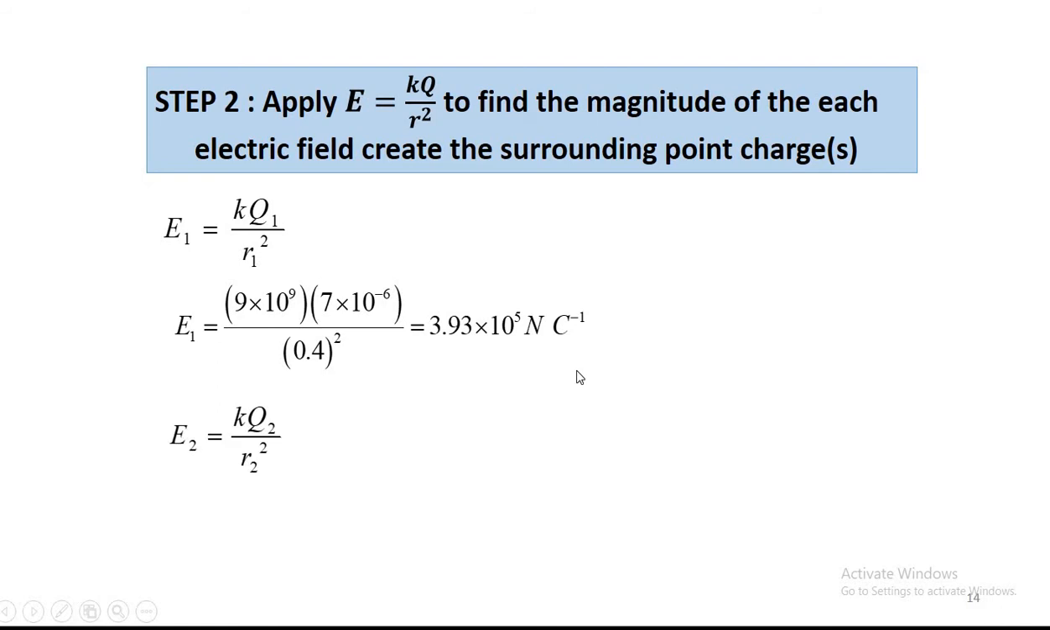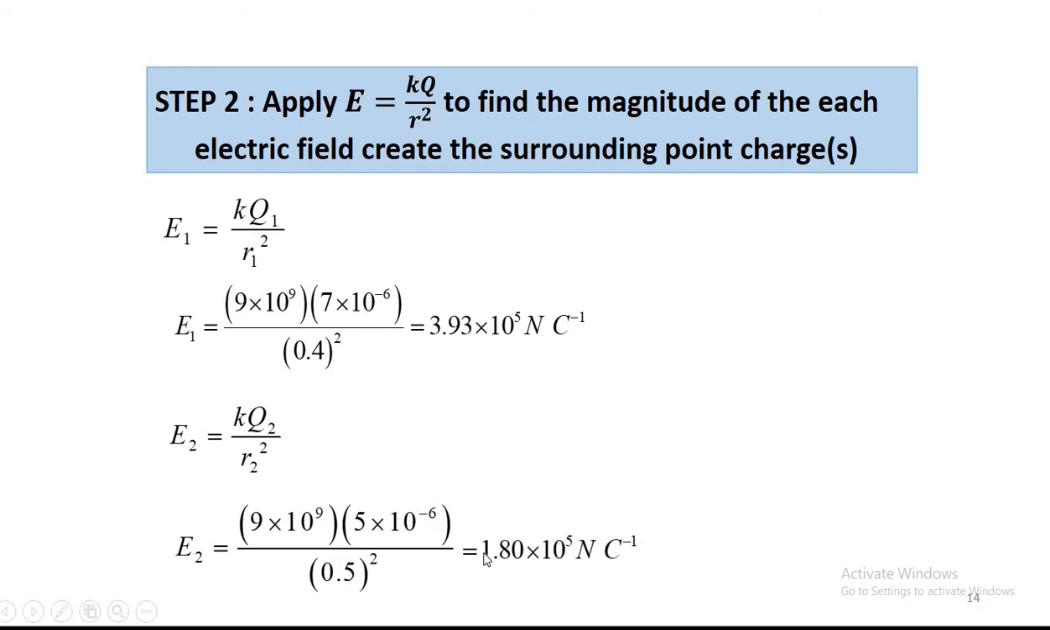Then for E2 equal to KQ2 divided by R squared. Substitute the value 9 times 10 to the power of 9 multiplied by 5 times 10 to the power of negative 6. You divide by 0.5 squared. You get 1.8 times 10 to the power of 5 Newton coulomb negative 1. Please remember, no need to substitute the negative sign for a negative charge.